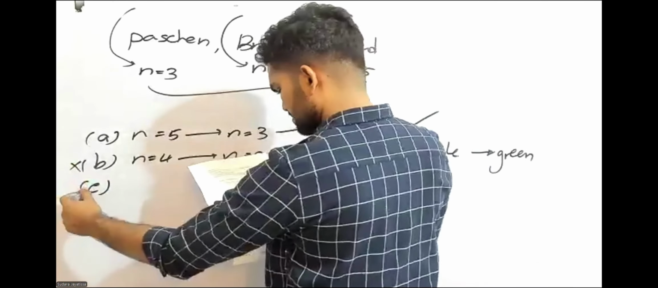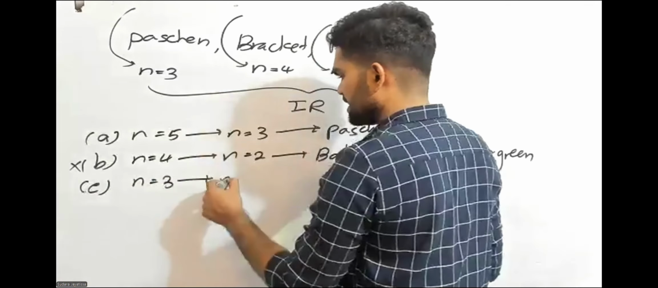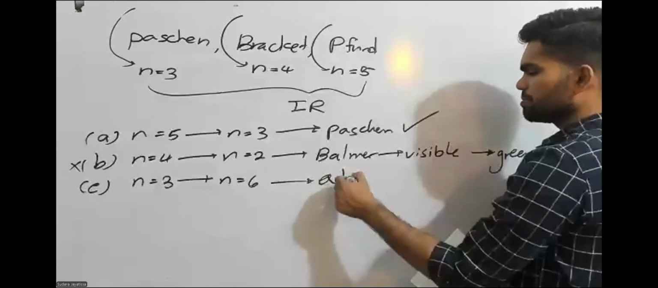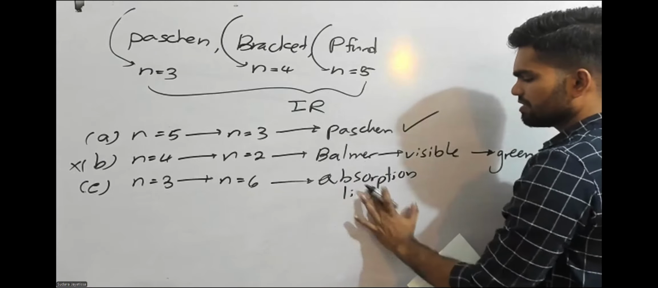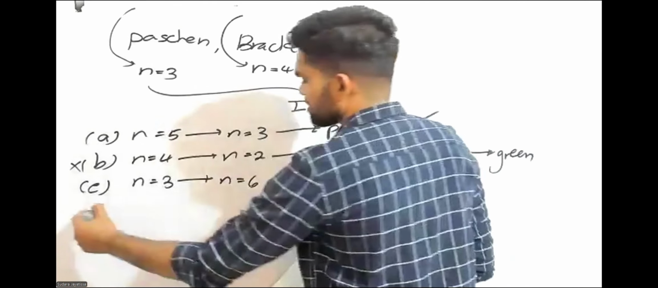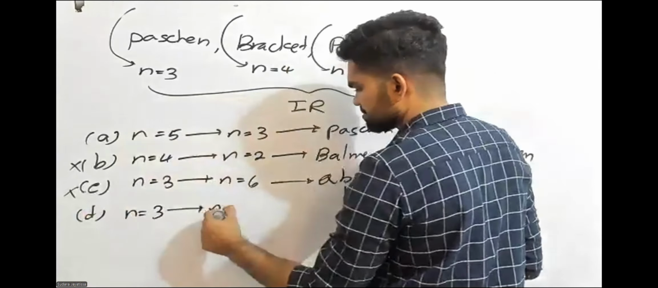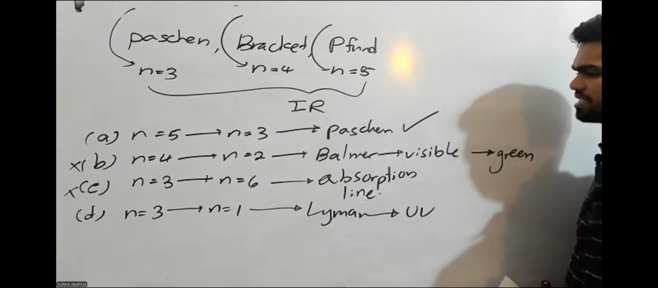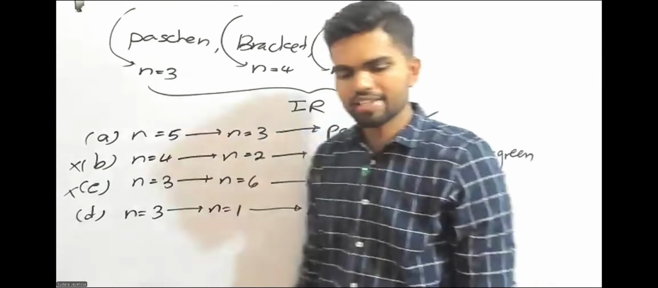You take C. That seems like an answer. n equal 3 to n equal 6. But it is from 3 to 6. This is not emission, this is absorption. Absorption line. So it's not even an emission line, so don't even bother about this one. Absorption is not going to be the answer. And D, n equal 3 to 1. That is in the Lyman series. The Lyman series is in the UV region, so again it's not going to be an answer. So like that, A is the only answer.